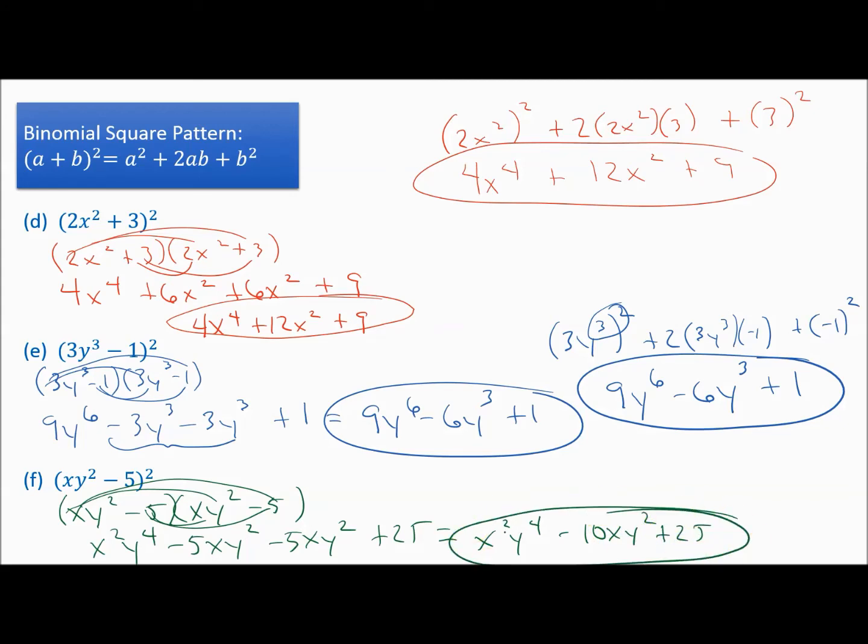Let's do the pattern and save some space. If I square this first one, so I square the x, that's x squared. I square the y squared, that's y to the fourth. So that's x squared y to the fourth. Then I multiply these together times 2. So these multiplied together is negative 5xy squared times 2 would be negative 10xy squared. And then I square the last one, that's plus 25.